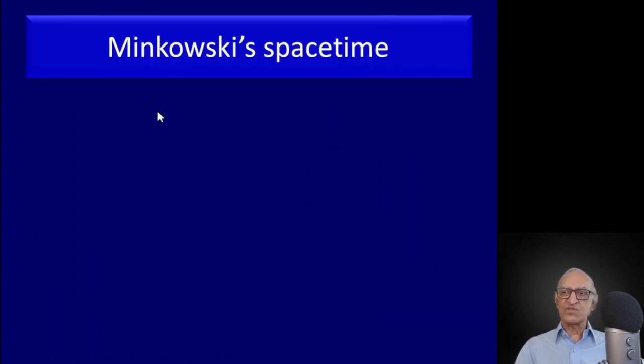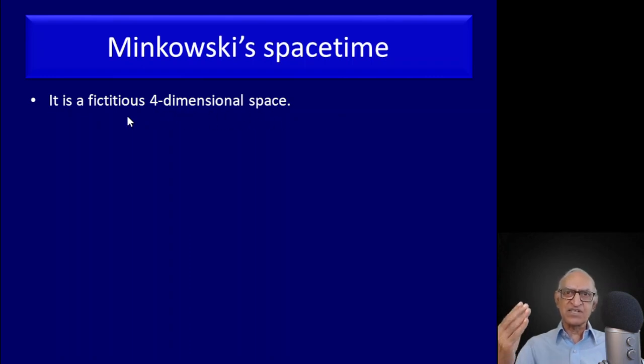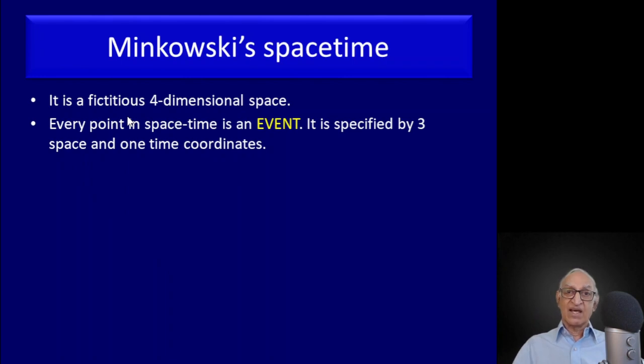Now, what is Minkowski's notion of space-time? It has nothing to do with real space and real time plotted. It is a fictitious mathematical four-dimensional space. It's a fictitious space. What are the points in that space? Every point in that space-time is an event. That event is specified by three space coordinates, x, y, and z, and a time coordinate, t, or c times t, where c is the speed of light. Why c comes in, you'll see in a minute.